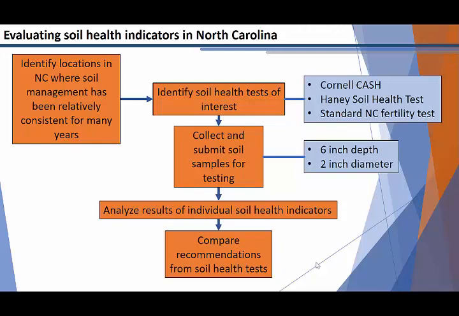First, we identified locations in North Carolina where we wanted to collect the soil samples. And then we identified the soil health tests that we wanted to use. For our research, we used the Cornell test, the Haney test, and the standard North Carolina fertility test, which is the Mehlich 3 extract. We collected and submitted our soils for sampling using a 6-inch depth. So all of our soils are collected at 6 inches, so we're only looking at activity within that 6-inch depth. And then we analyzed the soils and compared our recommendations from the soil health tests.